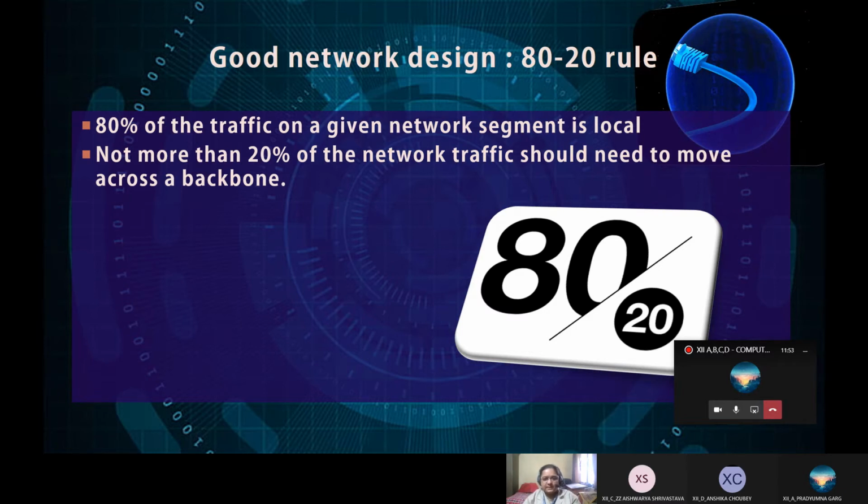Like for example, I'll give a very trivial example. We have our drainage systems, right? Sewage systems. So we have the individual drains of the houses connecting and meeting the main drain, right? It is similar to that: we have a main backbone to which all the single networks are connected. So we have to think in such a way that not more than 20% traffic should reach the backbone. That is, not more than 20% traffic has to move from one campus to another campus. So please make a note of this. This is the 80-20 rule, right?